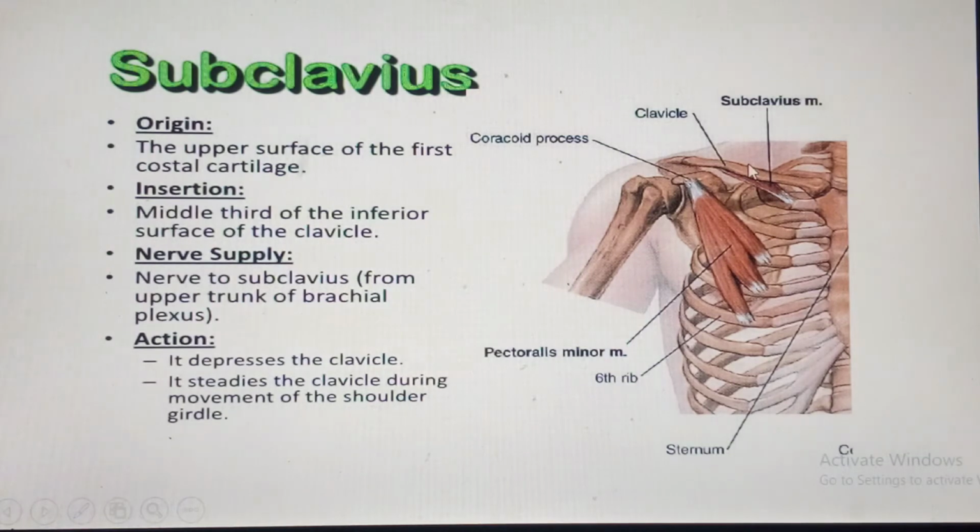So this muscle, based on where it is inserting, it's going to help depress, okay, that's where it's inserting, so it's going to help depress the clavicle, and then it also steadies the clavicle during movement of the shoulder girdle. If I talk about the shoulder girdle, I don't need to tell you, I'm talking about the scapula and of course the clavicle.